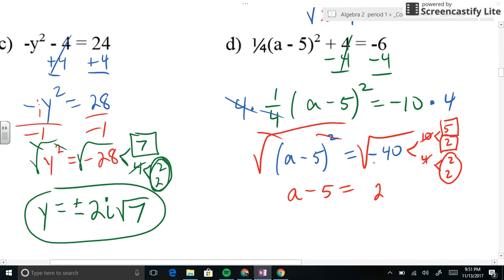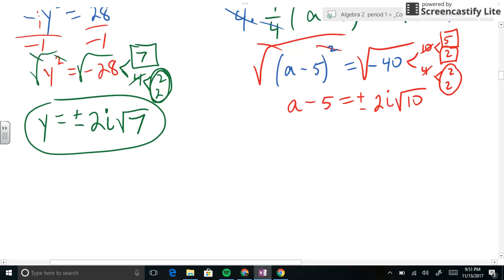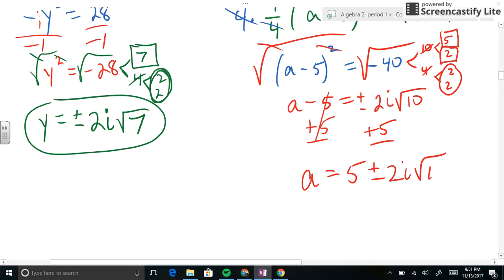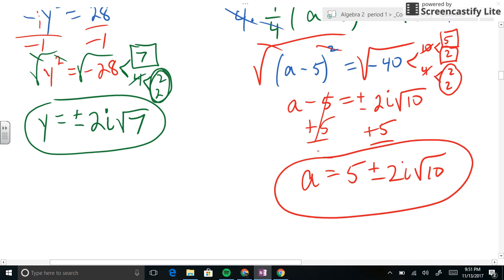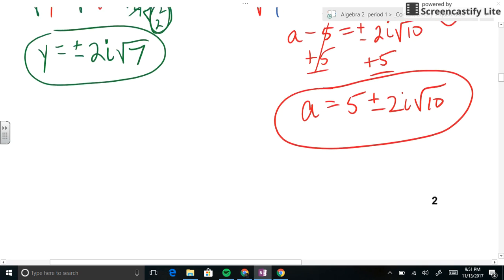There's a negative sign there, so I have to put the i on the outside of the radical. And inside the radical, I'm going to put 5 times 2, which is 10. And don't forget, because we took a square root, we've got to put a plus or minus here. And to get the a totally by itself, we have to add 5. 5's cancel out. We get a equals 5 plus or minus 2i radical 10. And that would be our answer.